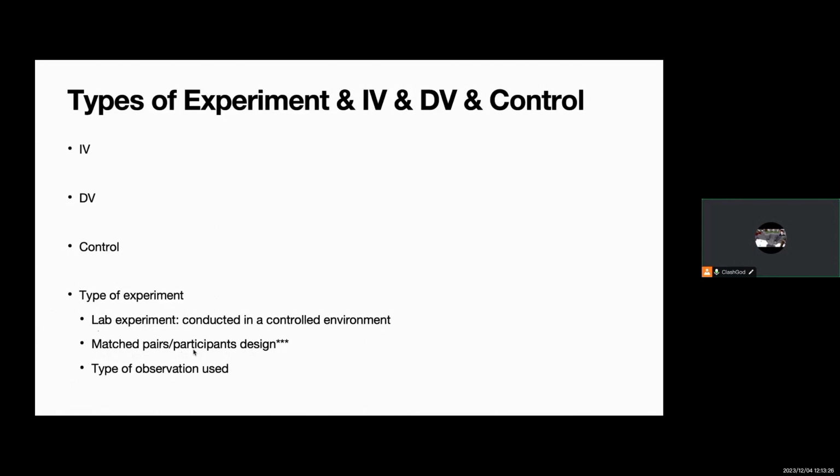And if you forgot what is a research design, design is how participants are allocated to the different levels of IV. So they use the matched triplets design to allocate people to different levels of IV, different experimental conditions. And then we will look at the type of observation used. And the observation is used to measure the DV, of course. So with that in mind, let's take a look at the IV.